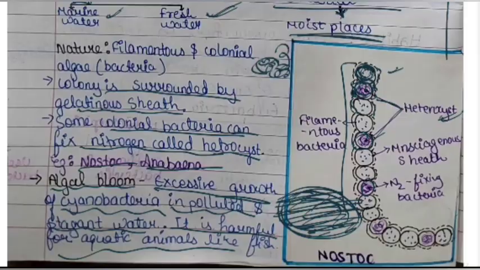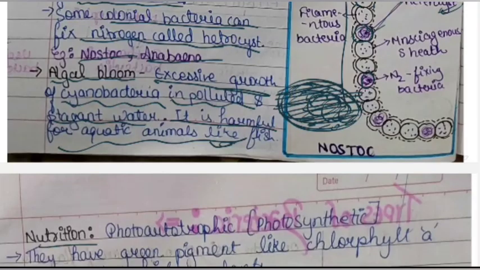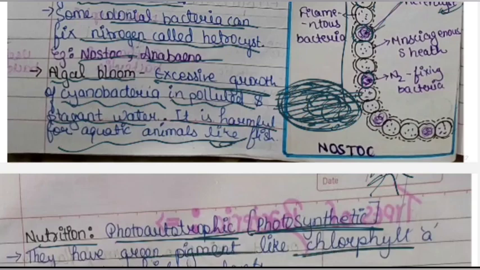Now coming to the next, that is the nutrition. So basically these bacteria perform photosynthesis as they have green pigments like chlorophyll a, such as higher plants. So these are photoautotrophic bacteria.